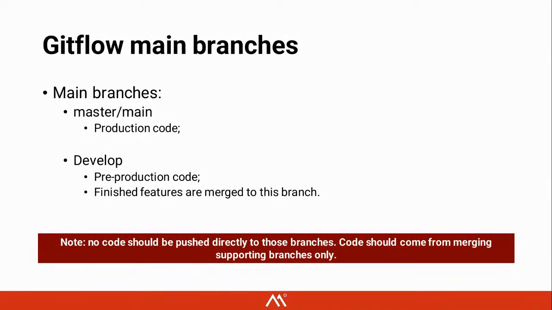From the Gitflow main branches side, we have two different branches, which is the master/main and the develop branch. The first one, which will be referred as master for the purpose of this talk, is basically where production code is kept. And develop, on the other hand, is pre-production code. It's also where finished features will be merged to. A quick note on the main branches, no code should be pushed directly to those branches. Everything should come from moving code around through supporting branches.